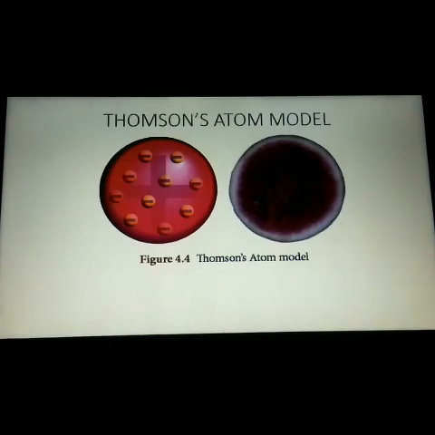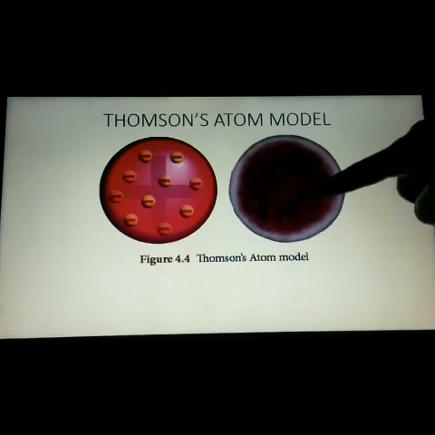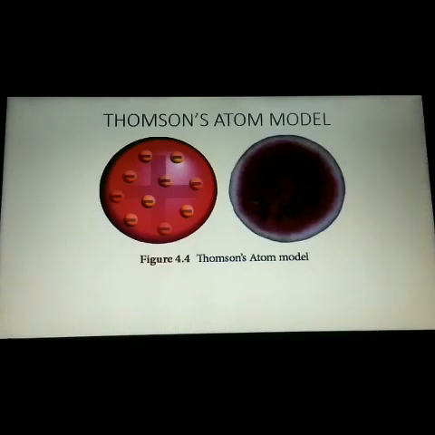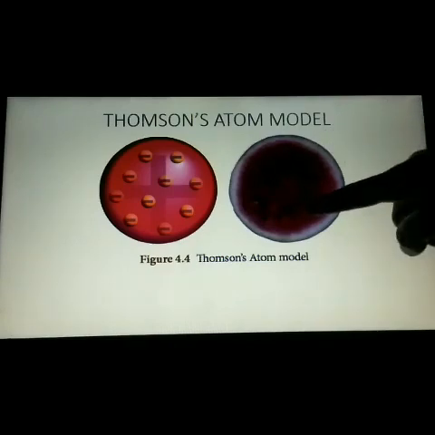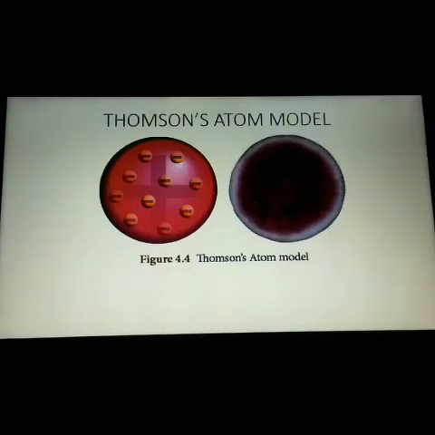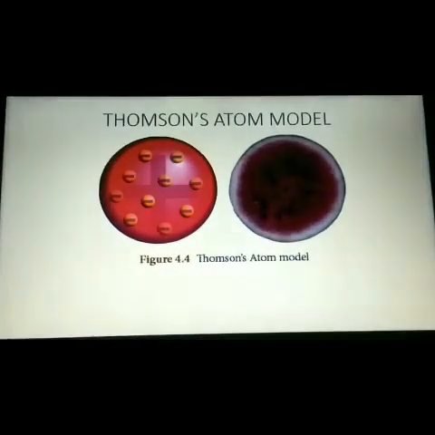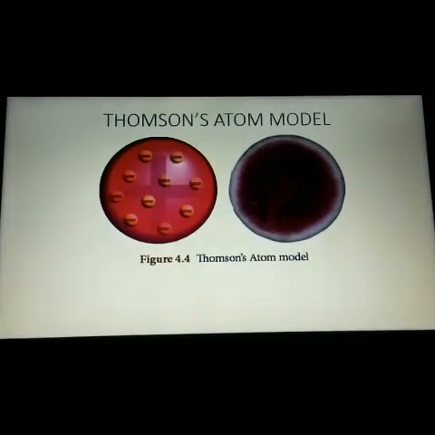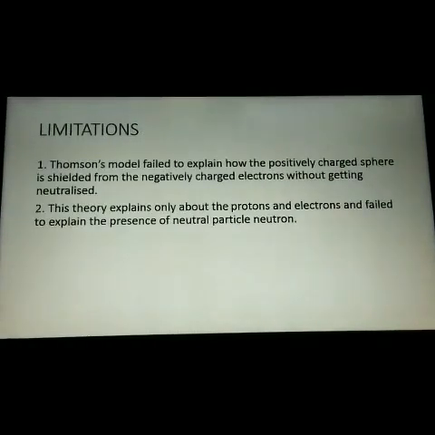According to Thomson, the seeds of the watermelon are said to be the electrons in an atom, and the red color portion in a watermelon is said to be the positively charged particles, that is, the protons. And the plum pudding atomic theory assumed that the mass of an atom is uniformly distributed all over the atom.